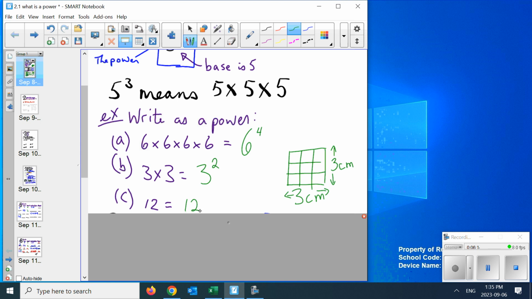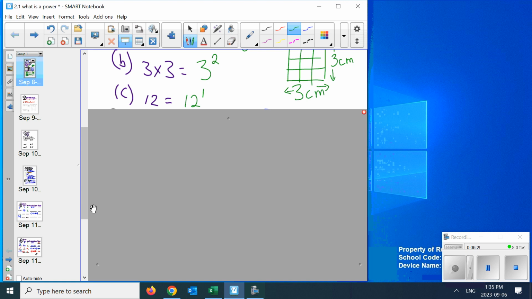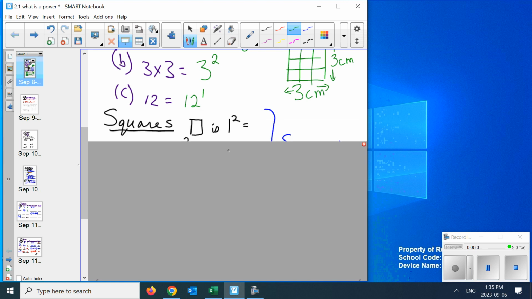I'd write 12, and I'm going to put an exponent of 1 because it's written once. It means the same thing as writing down 12. So it's literally how many 12s I've written down, how many 3s, how many 6s. I'm going to write down a green square, 3 by 3.